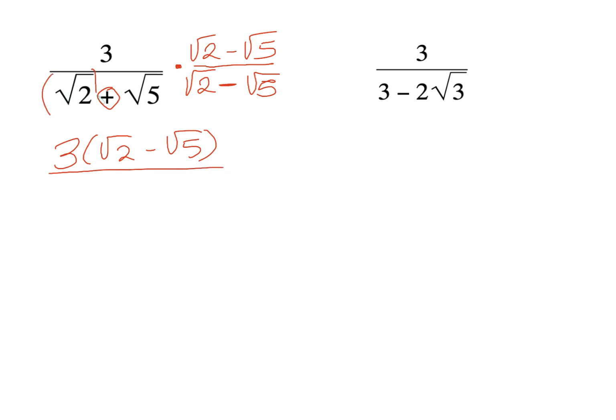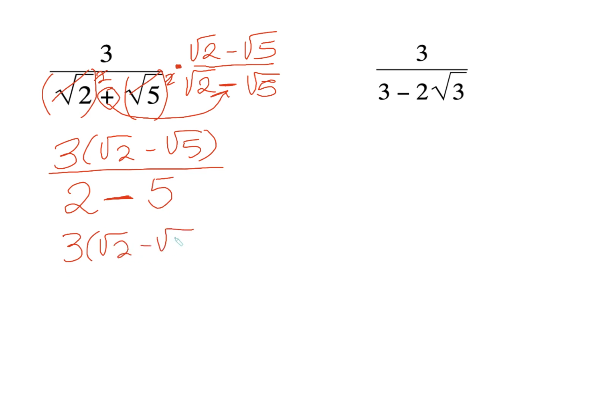Okay, so remember we square this, which means the square cancels the square root. So this is just 2. A positive times a negative is a negative. Okay, remember, square this section. The square cancels the square root, so you just have 5. This is 3 times square root 2 minus square root 5 over 2 minus 5, negative 3.